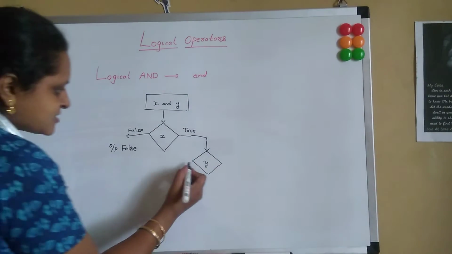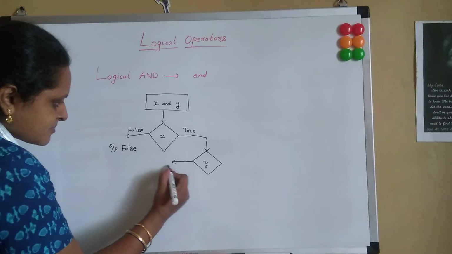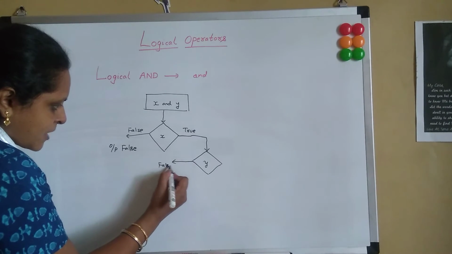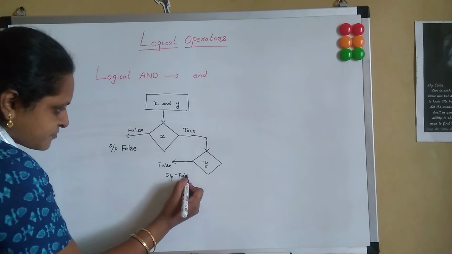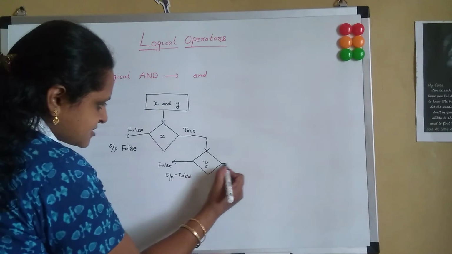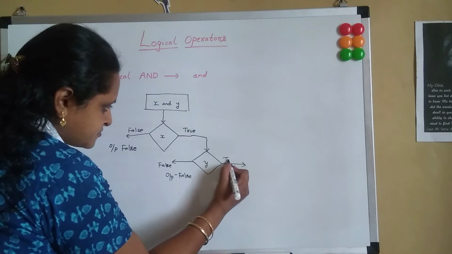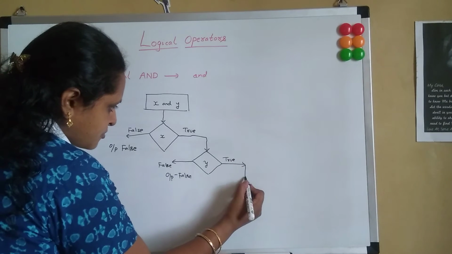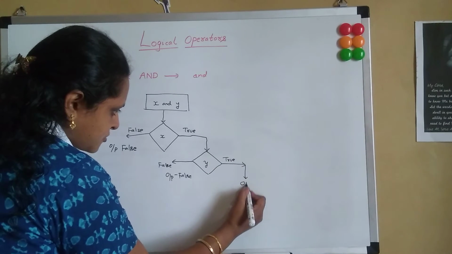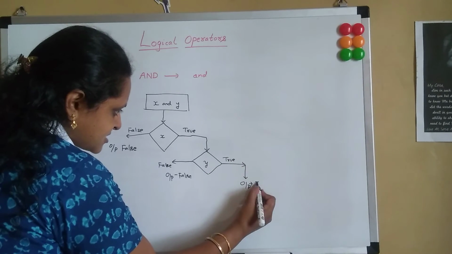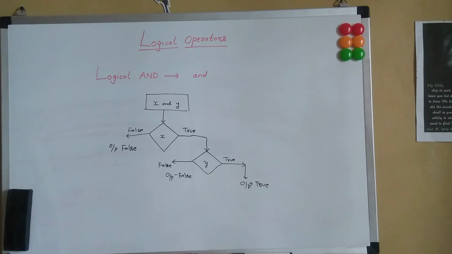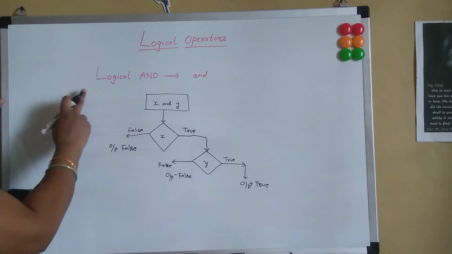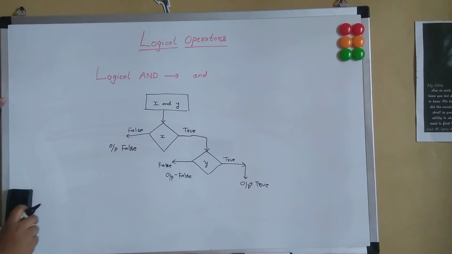And if Y turns out to be false, the output becomes false. And if Y turns out to be true, the final output turns out to be true. So, this is how the logical AND works in Python.